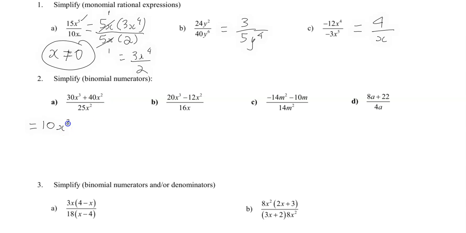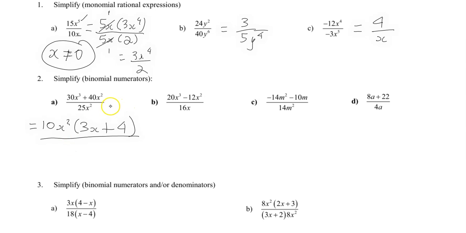So 10x squared. How do I get 30? 3. How do I get x cubed? Put an x. Then a plus. When you're common factoring, however many terms you have in the original is how many terms you are going to have in the factored form. So to get 40, I'm going to put a 4. It's got an x squared. I don't need anything else.